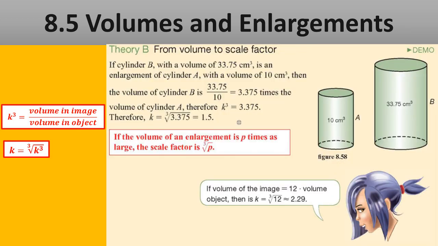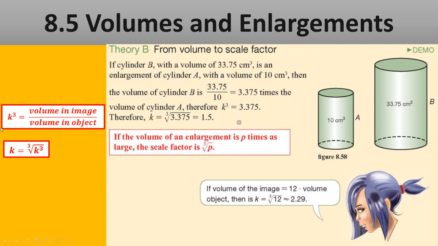Okay, then theory B. And there we need those cube roots. If a cylinder, for example here, has a volume of 33.75 cubic centimeters, and I have another one here with a volume of 10 cubic centimeters, then for the volume of cylinder B we divide the volume of the image by that of the object, and we get 3.375 times the volume. And then they just say therefore k to the third is that number.